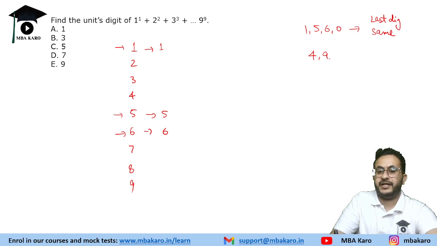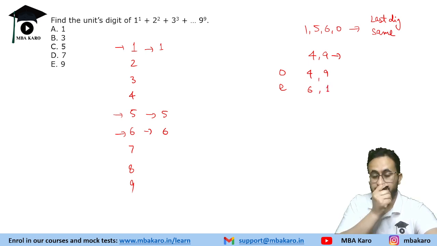Remember that 4 and 9 will have odd and even power. So if there is odd power, it will be 4 and 9. Even power will be 6 and 1. Okay, so remember this fact for 4 and 9 also.